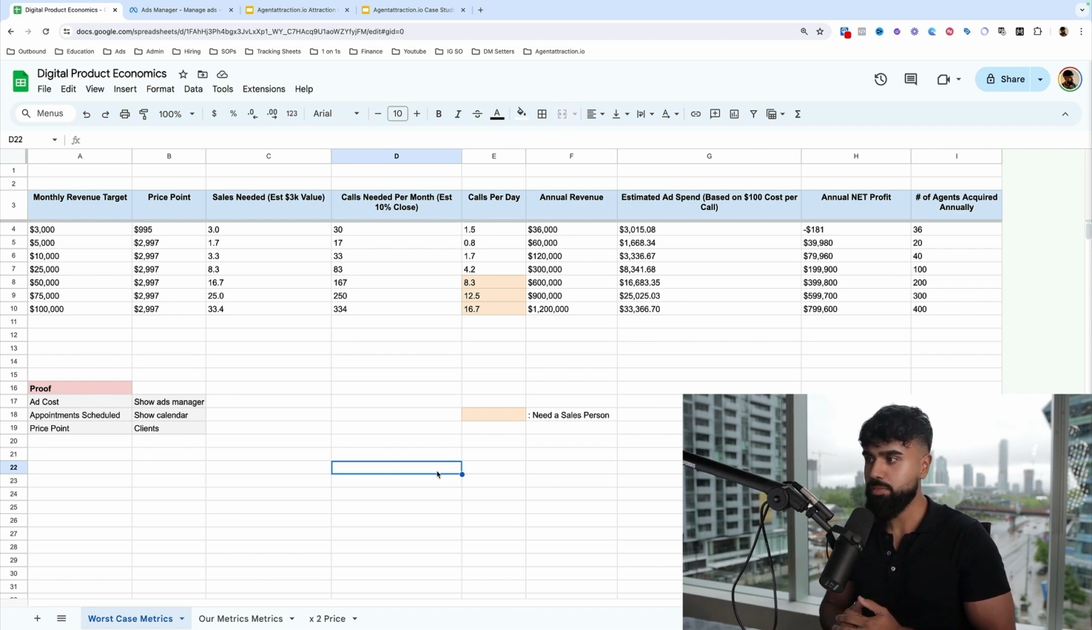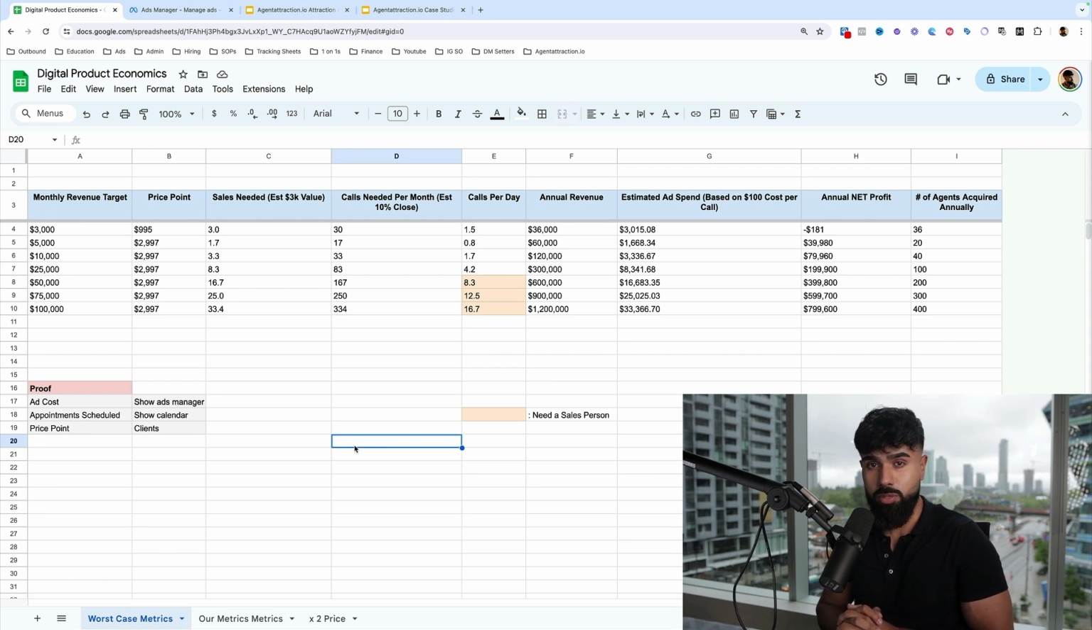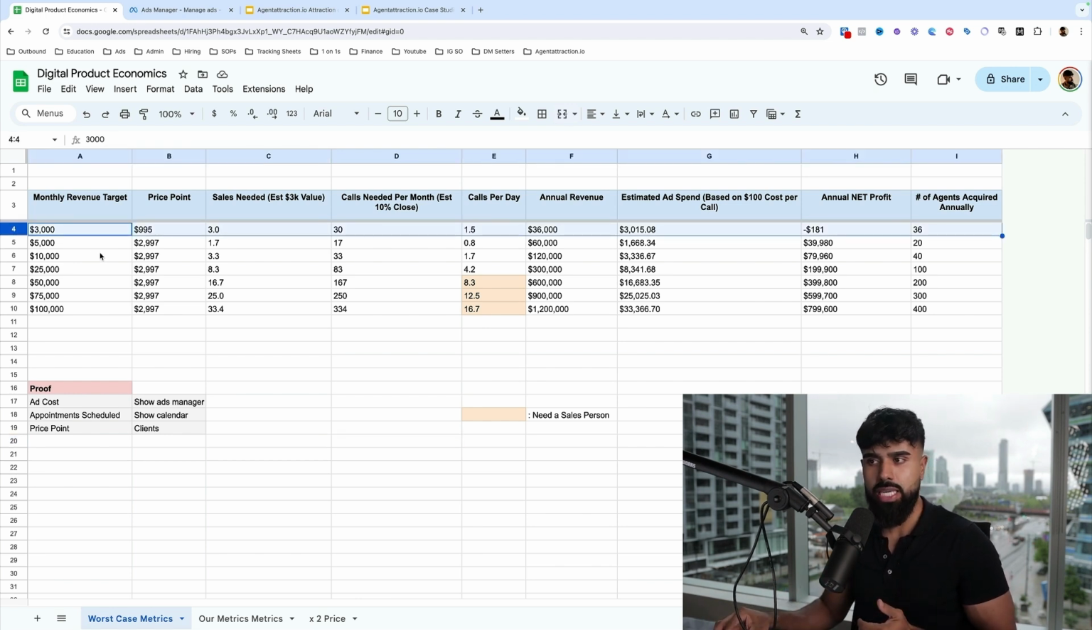So let's get started. What you see on the screen is a spreadsheet. If you're looking at all these words, numbers, columns, and you feel a bit overwhelmed or confused, don't worry, I'm going to break everything down for you step by step. Let's just say you're looking to make an extra $3K a month with your digital product, and you charge $1,000 for this product.